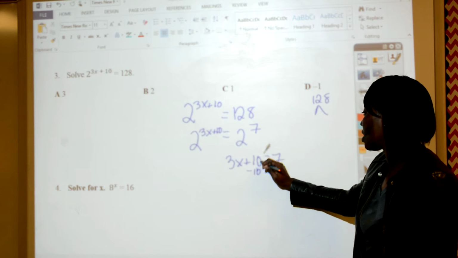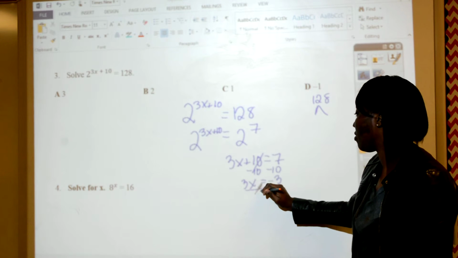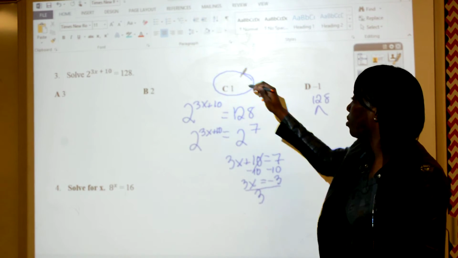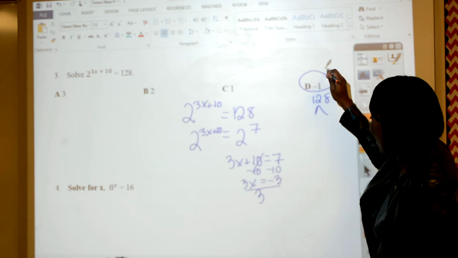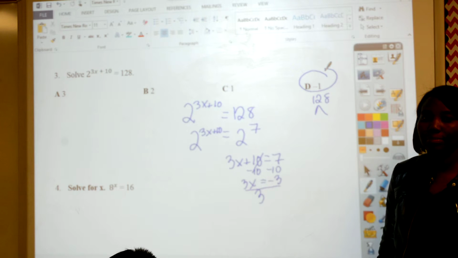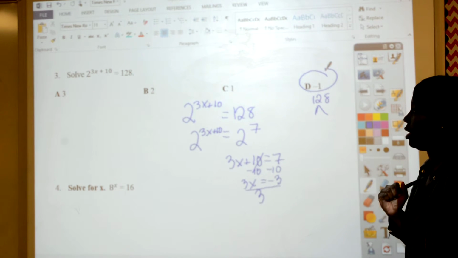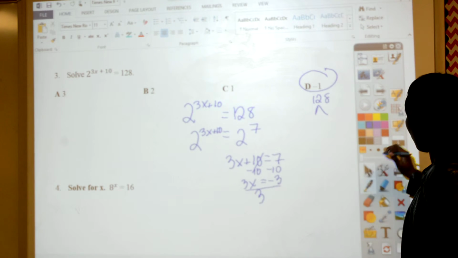Subtract 1 on both sides. 3x is equal to negative 3. Divide by 3, and your answer should have been x is equal to... Negative 1. Oh, my bad. Not paying attention. Negative 1. Everybody got that? Negative 3 divided by 3 is negative 1. Any questions on that? Okay, number 4.